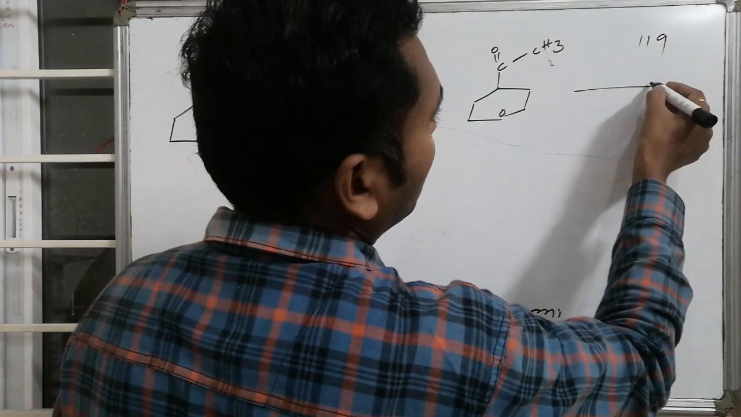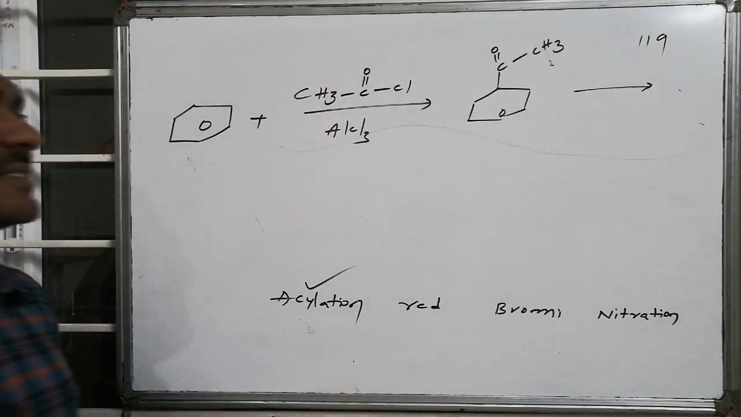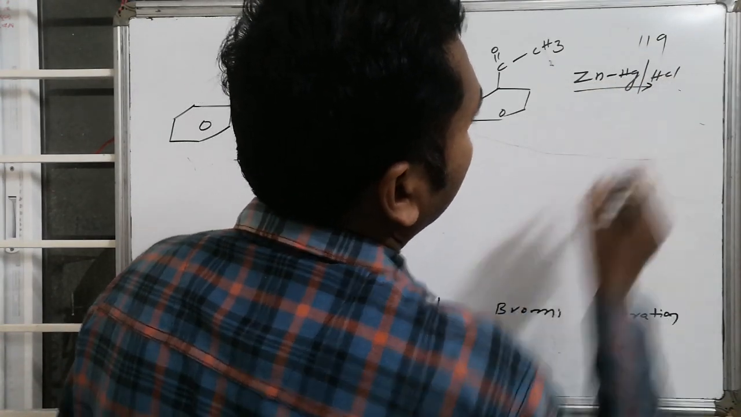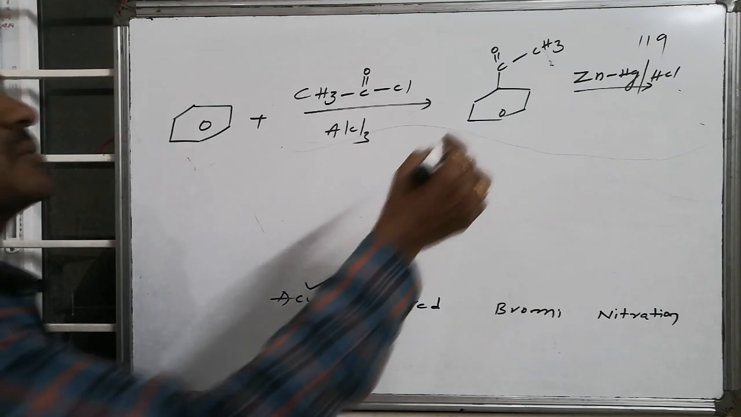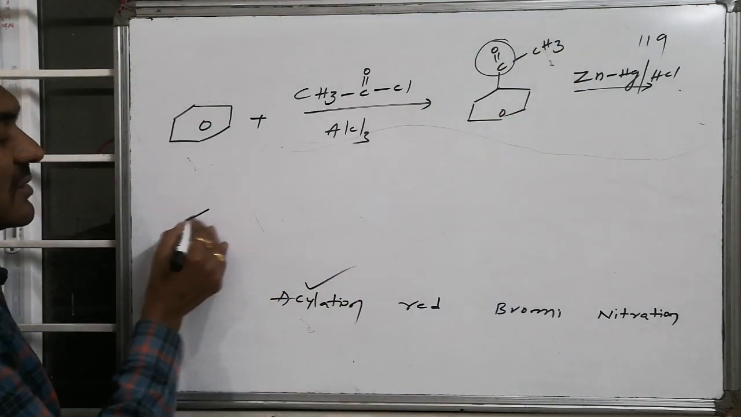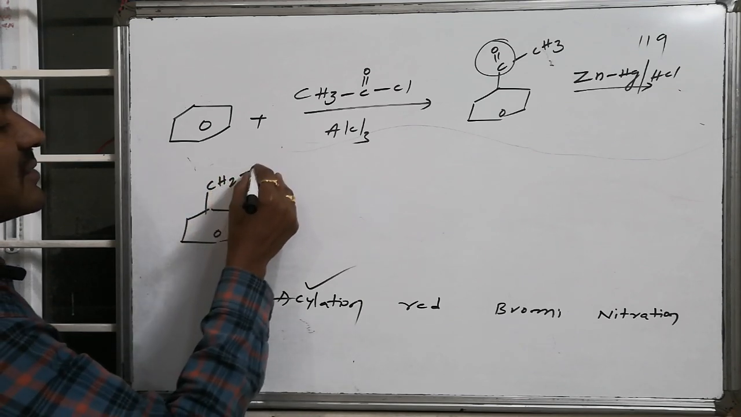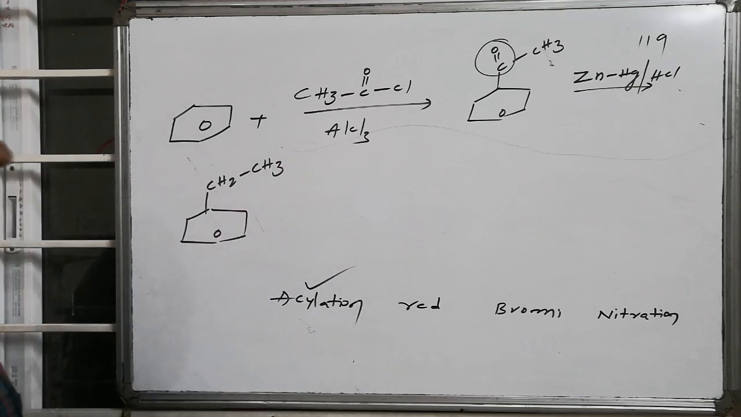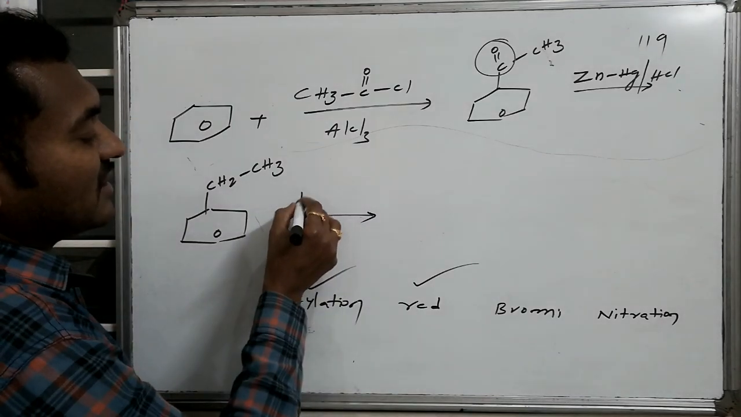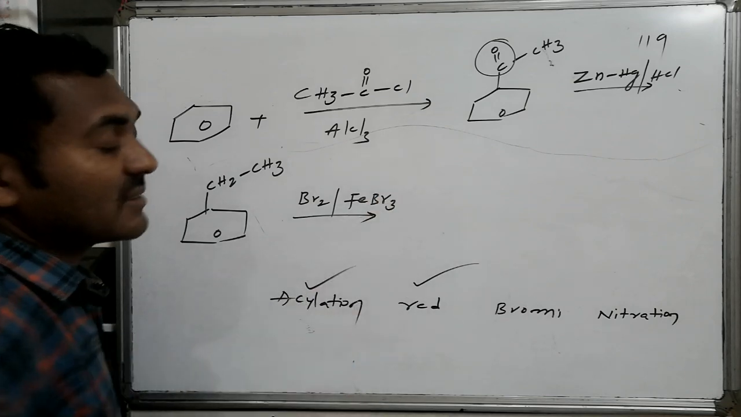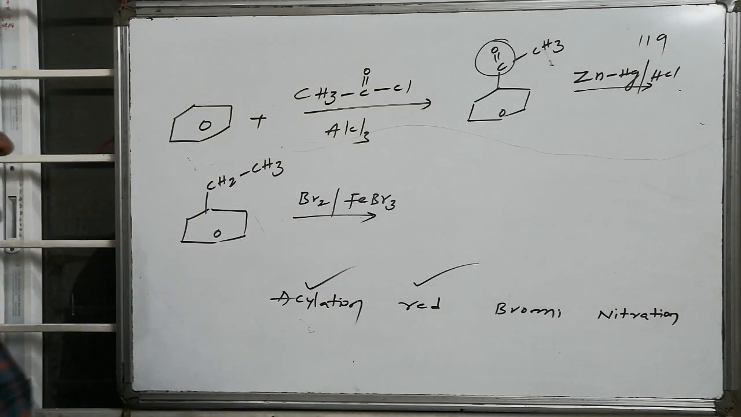After this acylation, we subject it to reduction, Clemmensen reduction, that is Zn-Hg followed by HCl conditions. Thus the C double bond O group is reduced to CH2, so this becomes CH2 followed by CH3. Ethyl benzene formation takes place. Reduction is completed. Then we apply bromination, that is Br2 followed by FeBr3, otherwise Fe. Then bromination takes place at the ortho para positions.